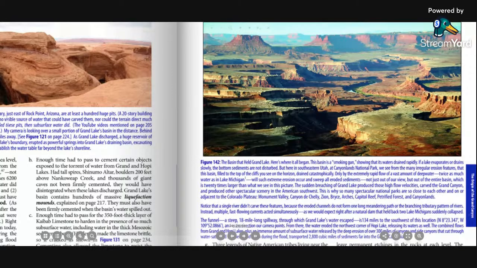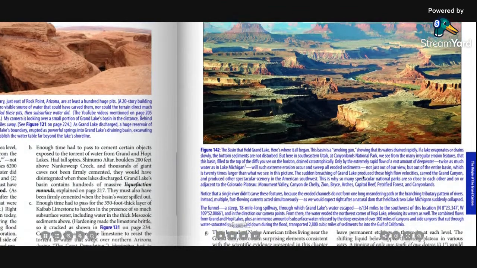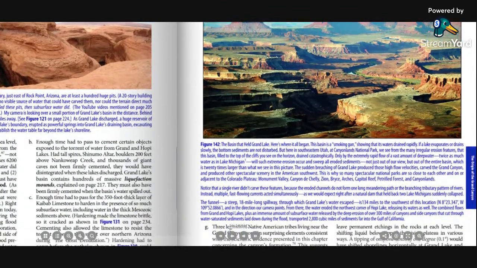Monument Valley, Canyon de Chelly, Zion, Bryce, Arches, Capitol Reef, Petrified Forest, and Canyonlands. Notice the single river didn't carve these features because the eroded channels do not form one long meandering path or the branching tributary patterns of rivers. Instead, multiple fast-flowing currents acted simultaneously, as we would expect right after a natural dam that held back two Lake Michigans suddenly collapsed.